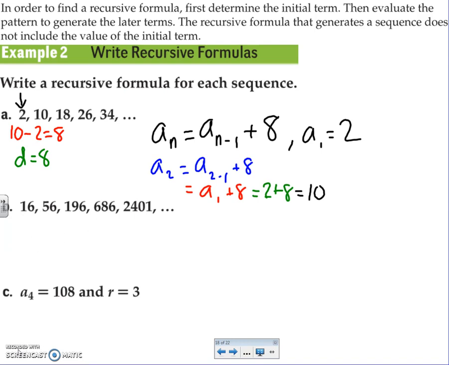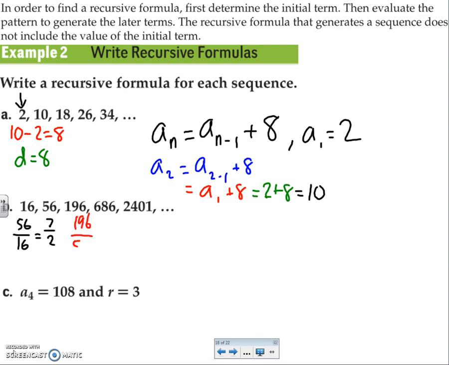Let's try geometric. If I do division, 56 over 16, that does reduce. I divide by 8, so 7 over 2. So that looks like my multiplier. I'll try the next one.